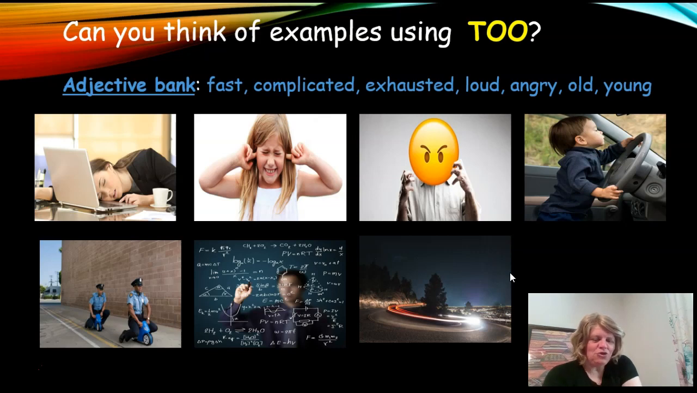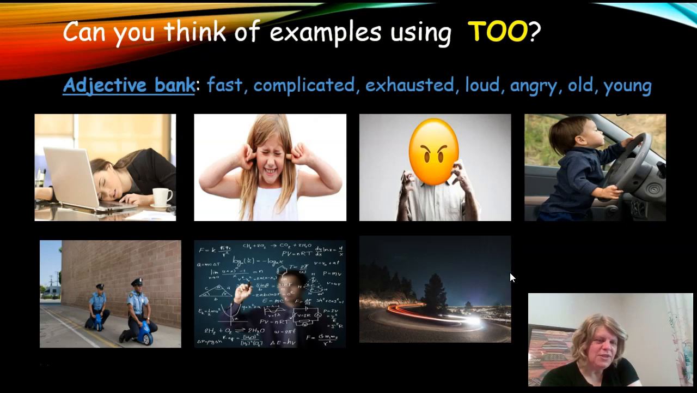Now let's look at the second picture. What do you think would be the correct adjective to use here? You are right. If you choose loud, then you have the right adjective. What can we say about this picture? The music was too loud. Let's look at the third picture. What would be a good adjective to use for this picture? We can choose angry from our adjective bank. We can say he was too angry to say anything.